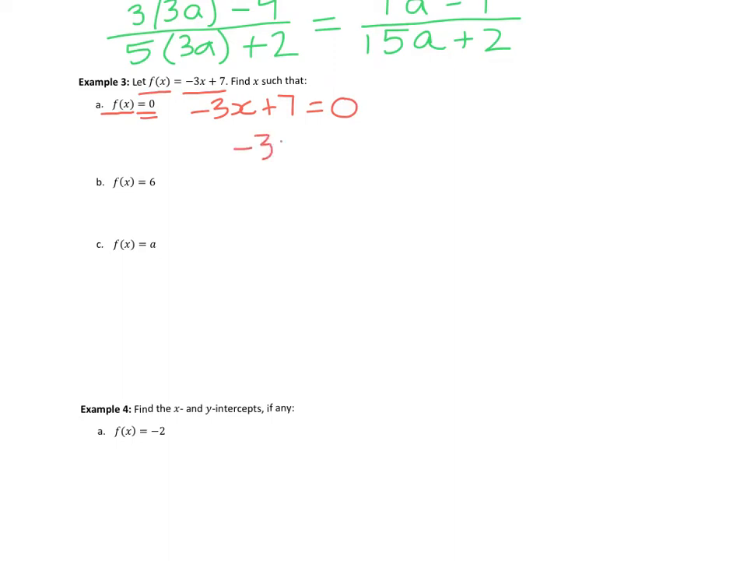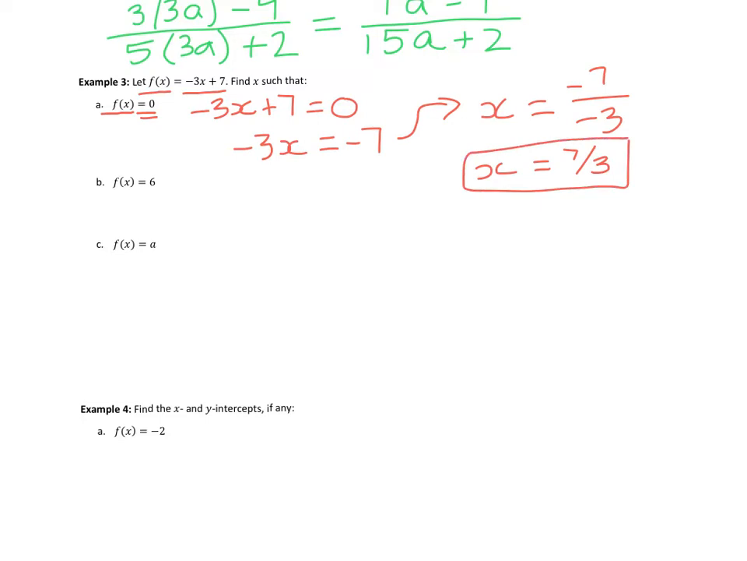So subtract the 7 and divide by -3. Okay, so it's a little bit different. We have a y value essentially, and we're figuring out the x. So part B and C, go ahead and pause and then come back and see how you did.